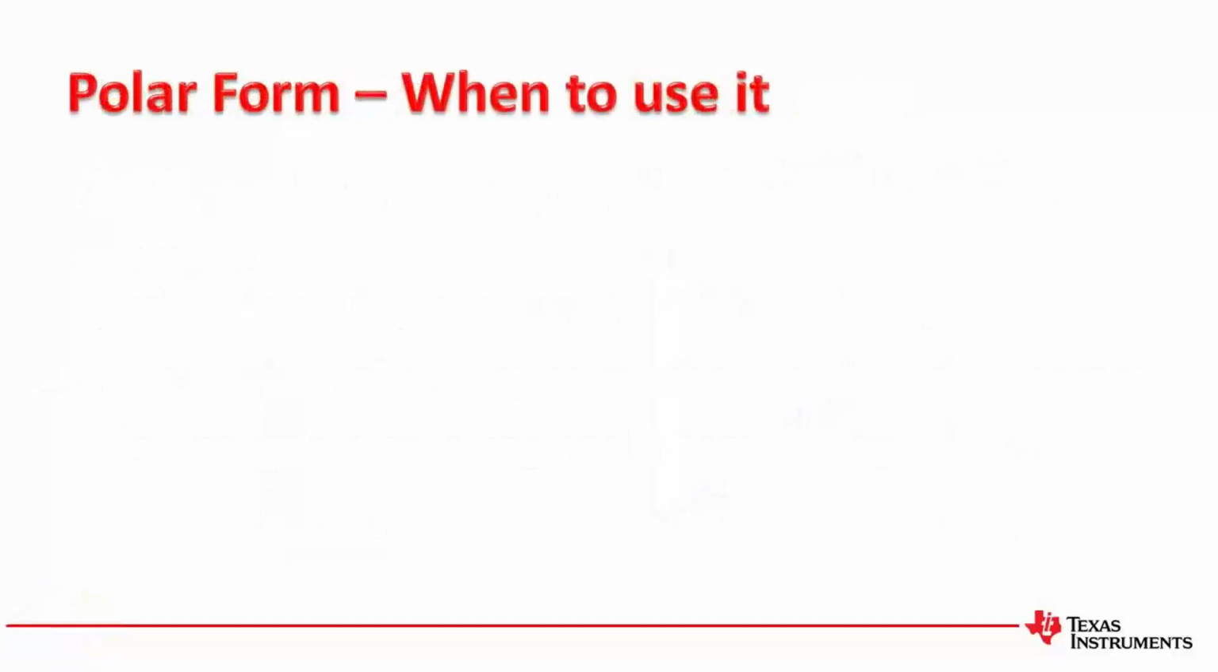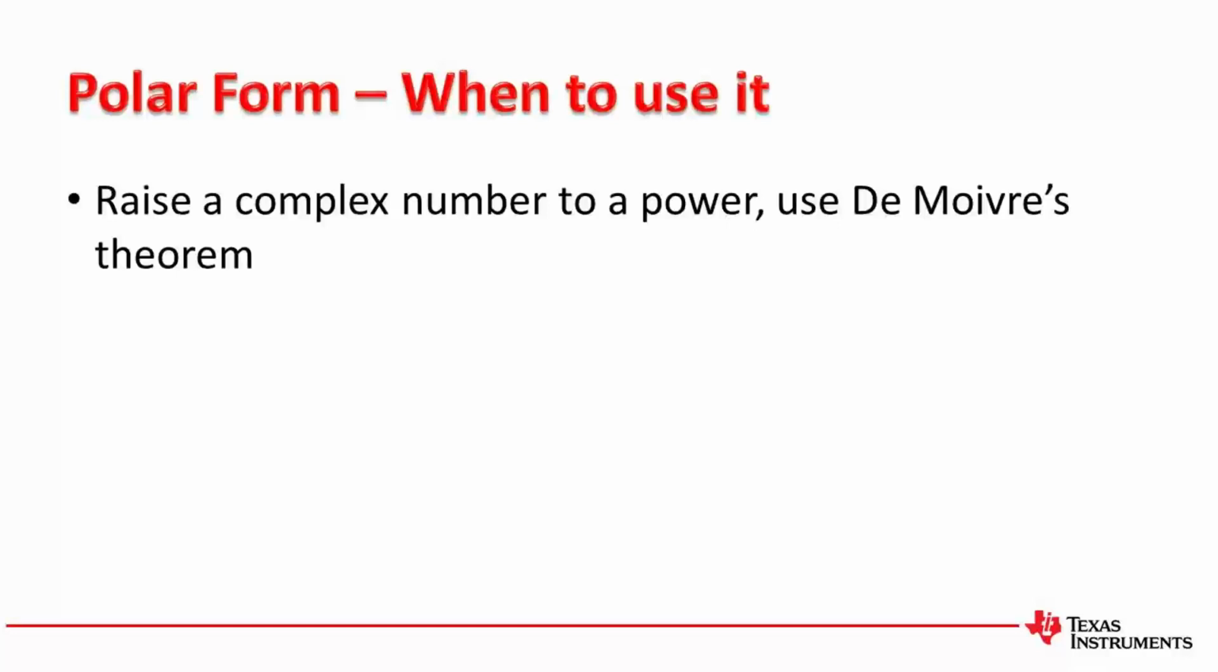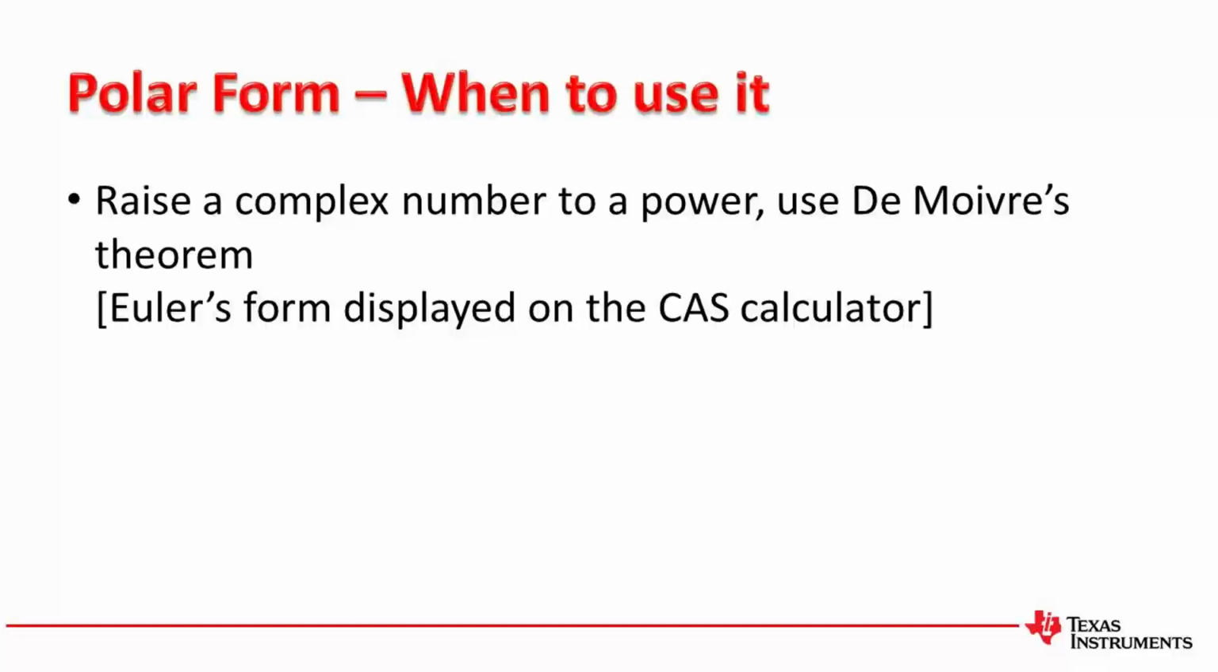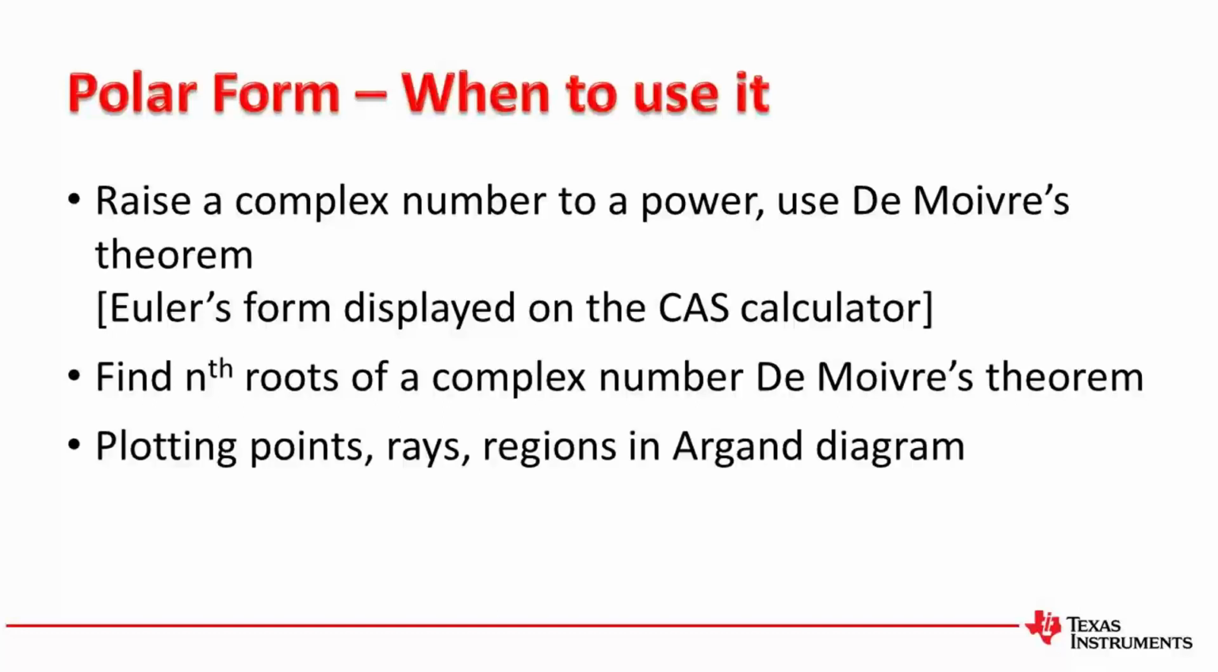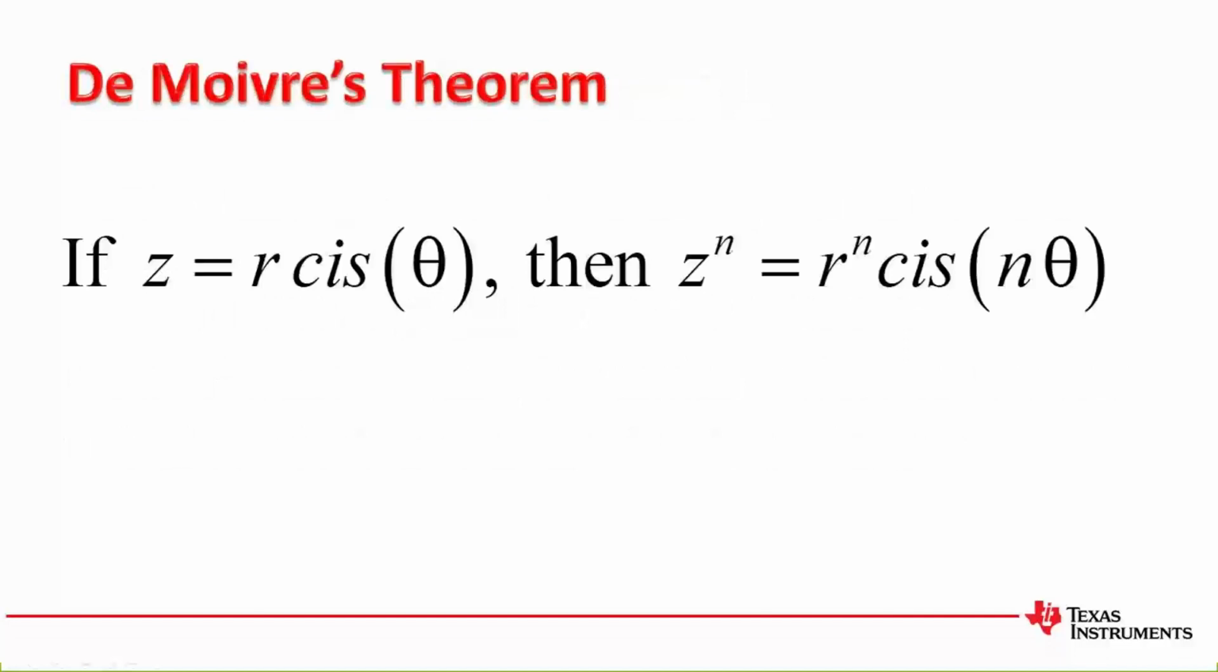When do we use polar form? When we raise to high powers using De Moivre's theorem, which will be mainly in exam 1, because for CAS it doesn't really matter; it can handle high powers. Also when we find nth roots of a complex number, and when plotting regions in an Argand diagram. Here is De Moivre's theorem: if we raise the number to the power n, we raise the modulus to the power n and multiply the argument times n.